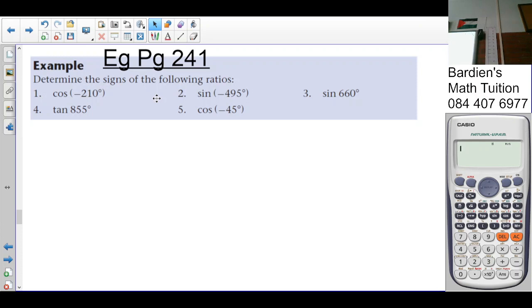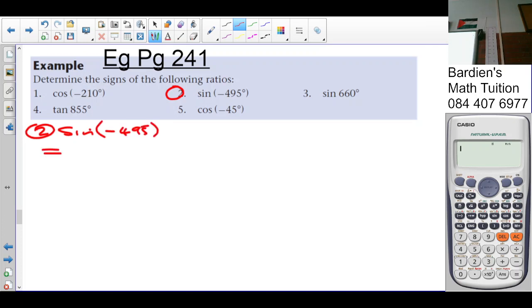Alright, here we go. So number 2. We've got sine of negative 495. So what do I do? Add 360. What do we get? Negative 495 plus 360 is negative 135. Plus 360 is 225. Not so? Sine 225. In which quadrant is that? Third quadrant. This is 180 plus 45.